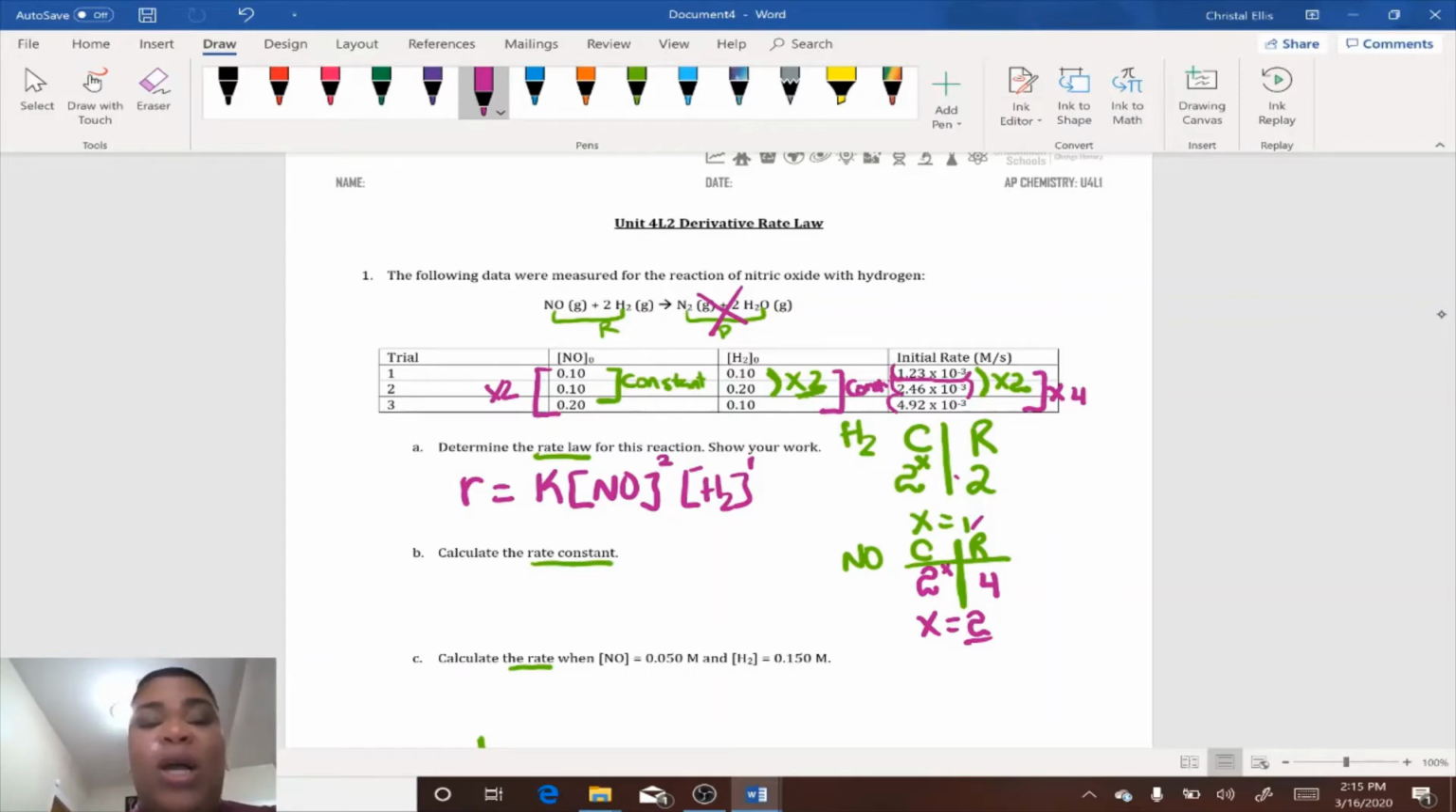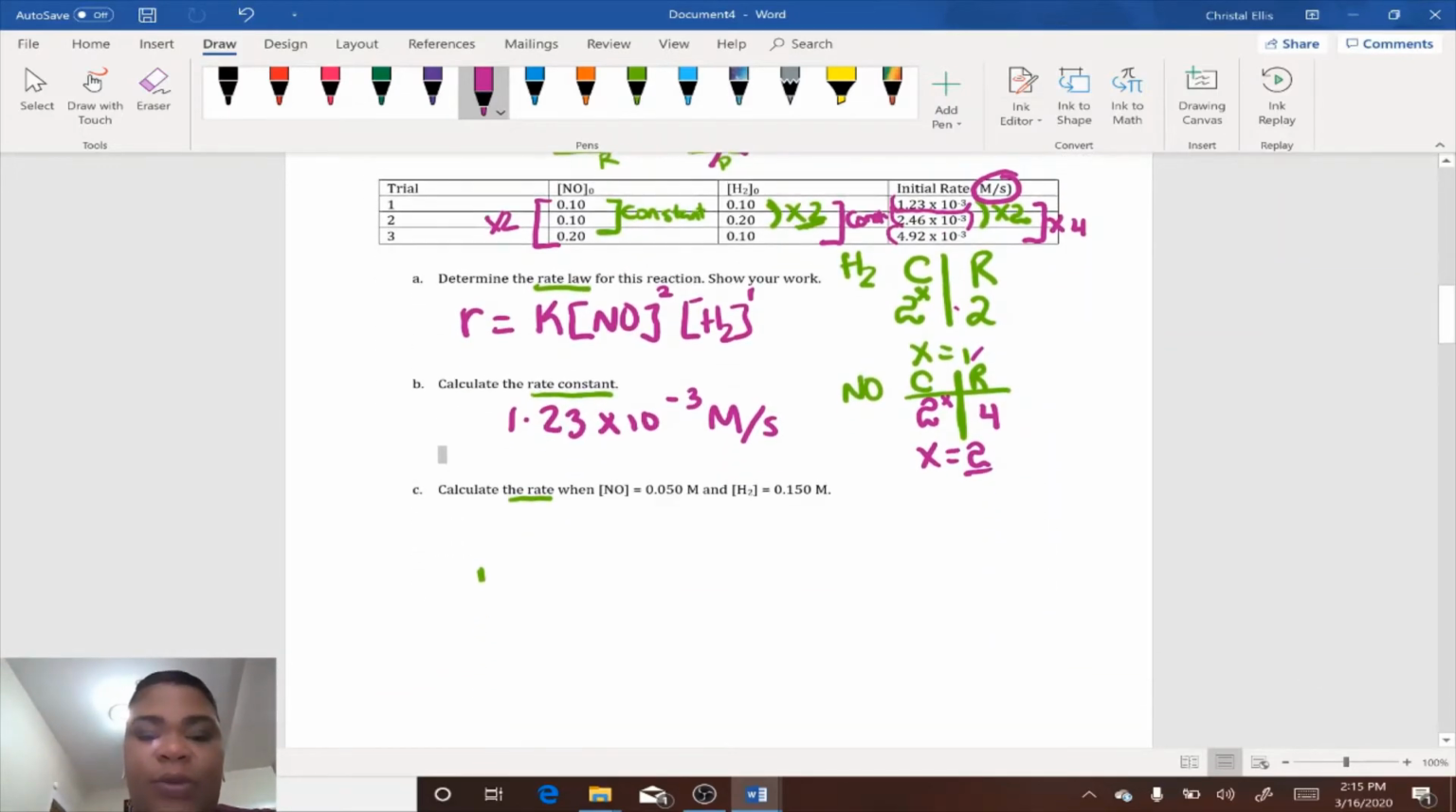So the rate constant here is equal to 1.23 times 10 to the minus 3. And the units were given to us in the data table, and it's molar concentration per second.